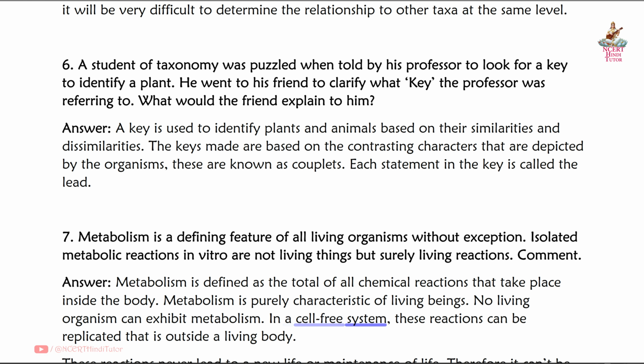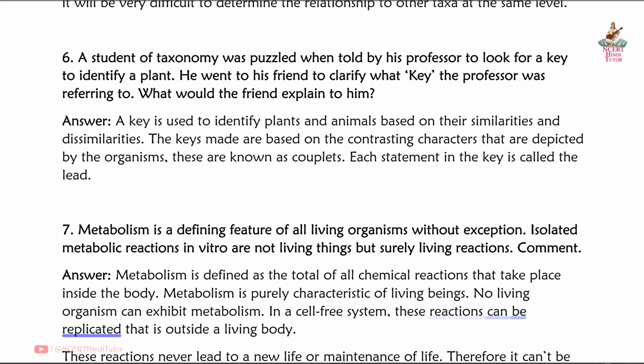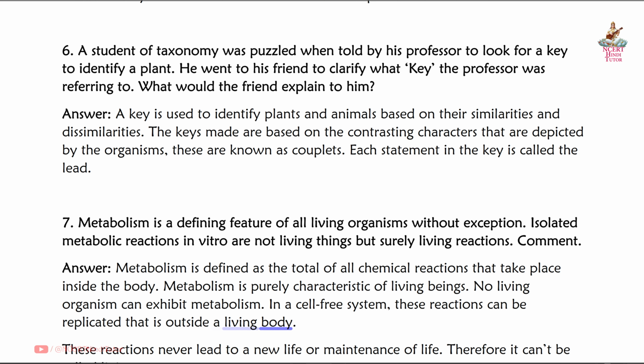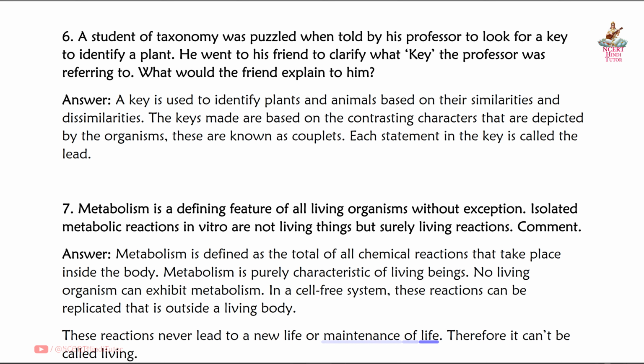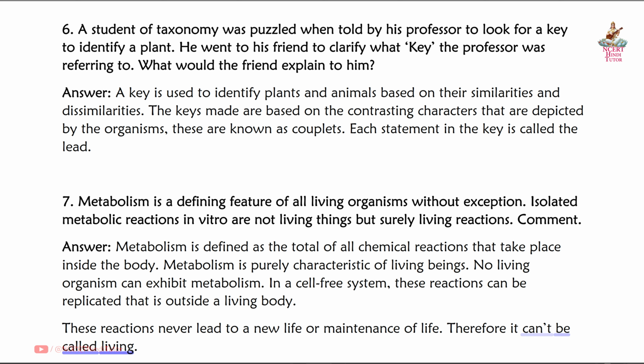In a cell-free system, these reactions can be replicated, that is, outside a living body. These reactions never lead to a new life or maintenance of life. Therefore it can't be called living.